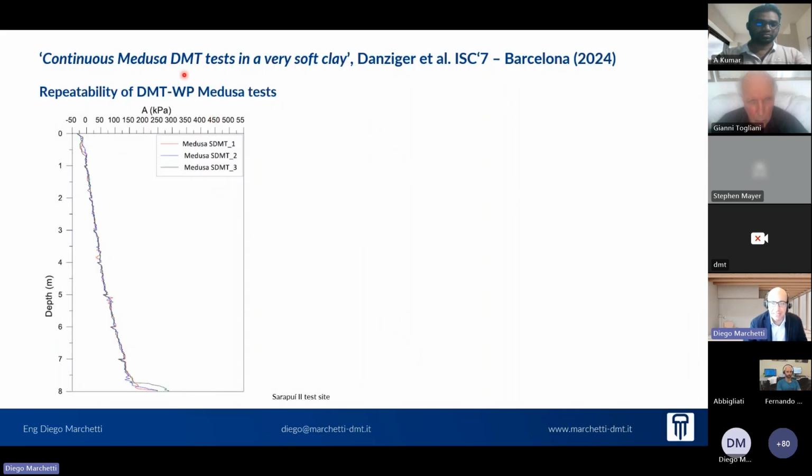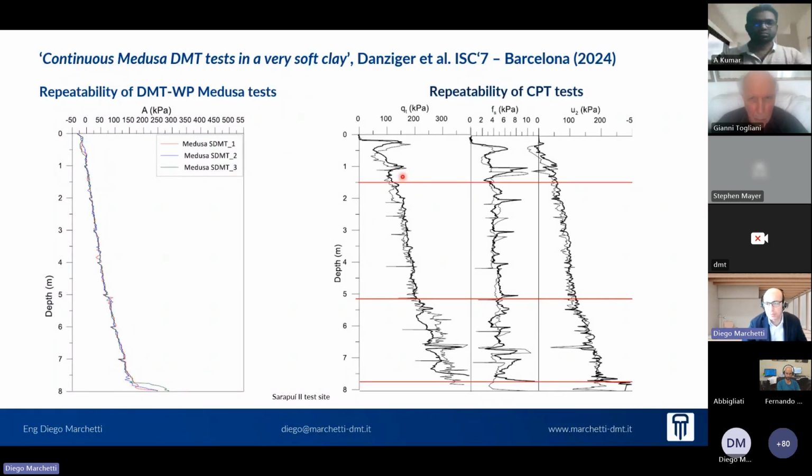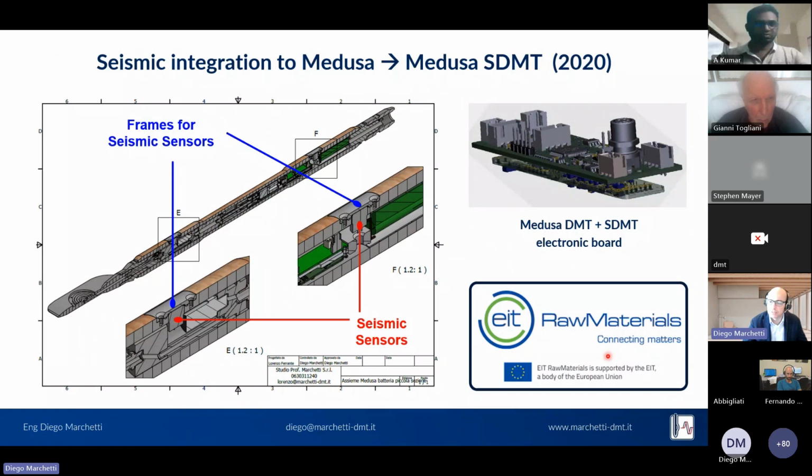This very nice publication from Danziger in that very soft site of Sarapuí, published in Barcelona, that you may decide to look into, shows 3 Medusa DMT tests performed at a fixed penetration rate of, I think, if I recall, 2 centimeters per second, like the cone. And you see that the results are right on top of each other, showing an excellent and extreme repeatability. They performed also 2 CPT tests, showing also a good repeatability, but not, I would say, as good as with the Medusa DMT test.